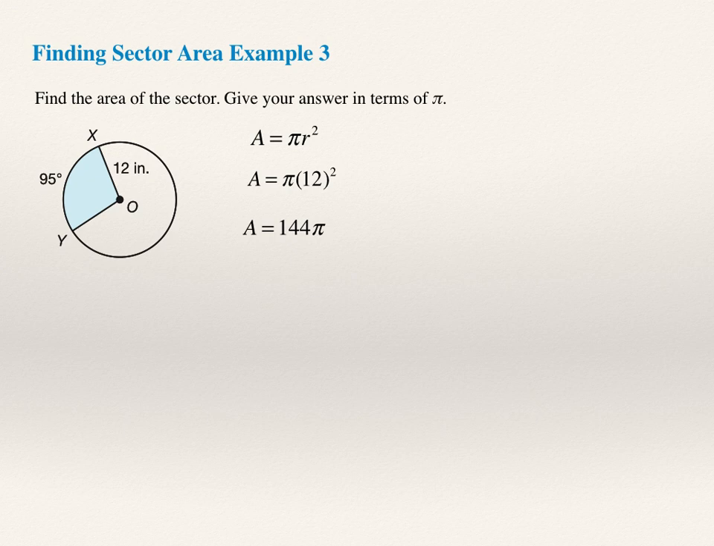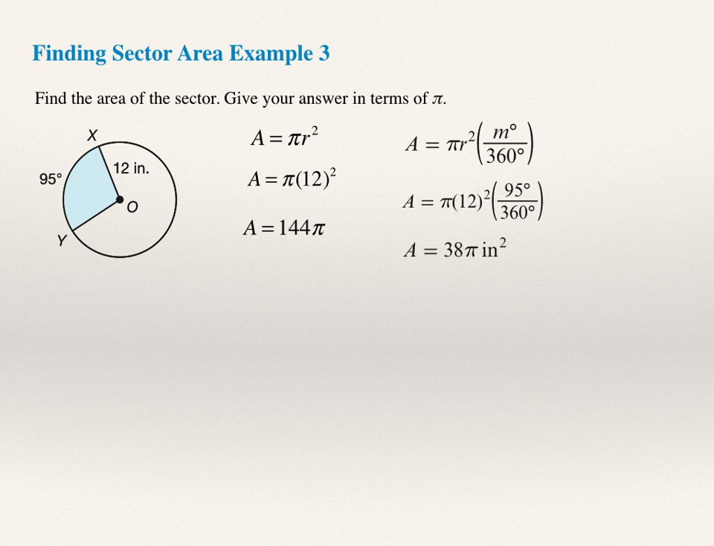So just like arc length, we're going to use a similar strategy for finding sector area. We start with what would be the area of a circle, and then I multiply by a ratio, the measure of the arc over 360. Notice I substituted in my values, and here 95 and 360 was not overly convenient for me, and I didn't feel like multiplying that by 12 squared, so I did use my scientific calculator, and I got 38 pi square inches. That's the area of this sector.